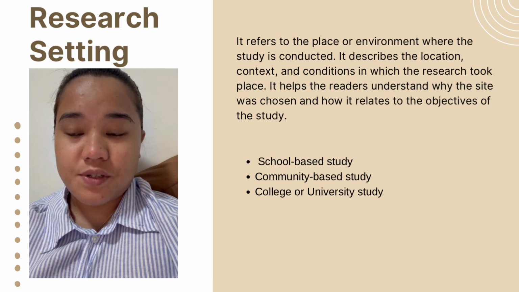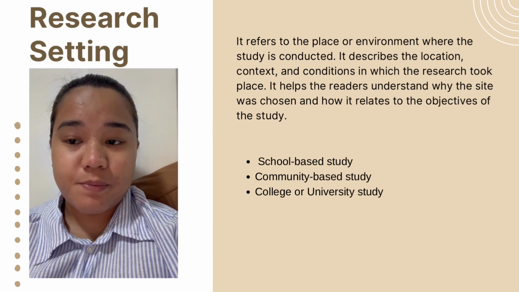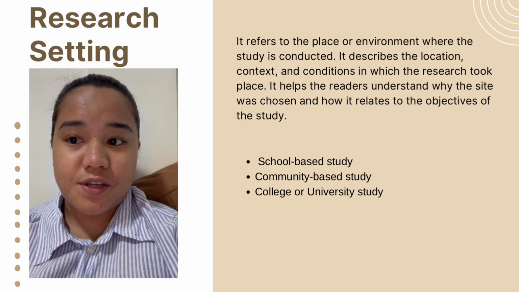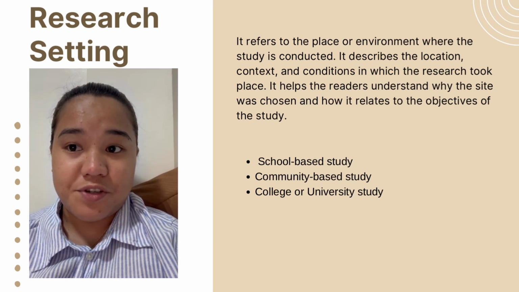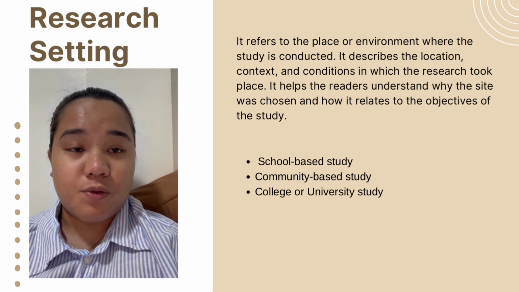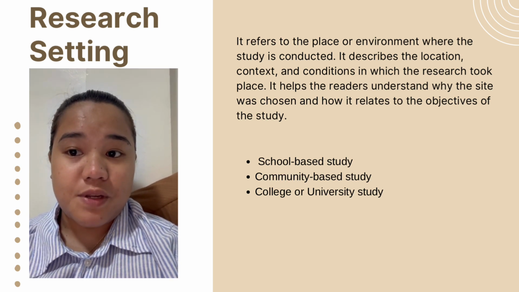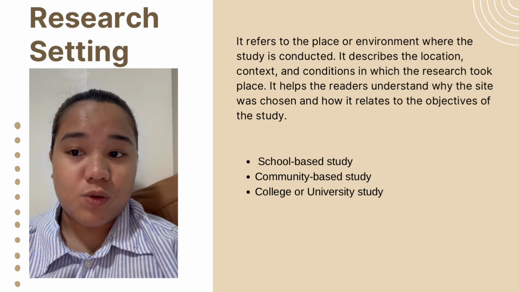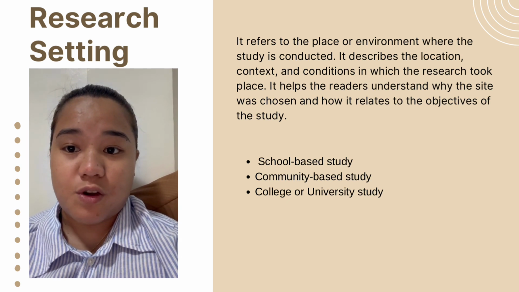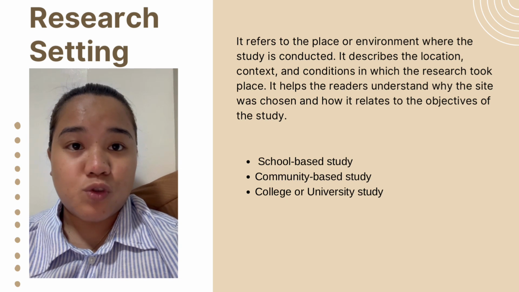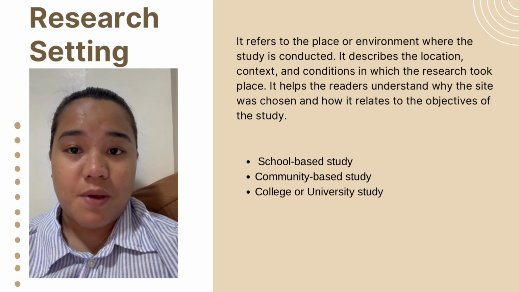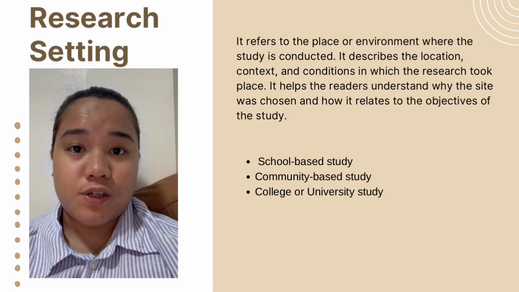So next is the research setting. It refers to the place or environment where the study is conducted. It describes the location, context, and conditions in which the research took place. It helps the reader understand why the site was chosen and how it relates to the objectives of the study. There are three research settings: the school-based study, community-based study, college or university study.